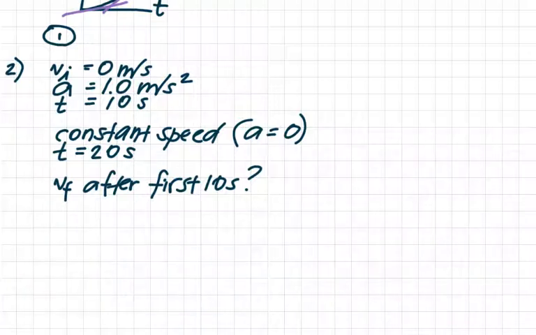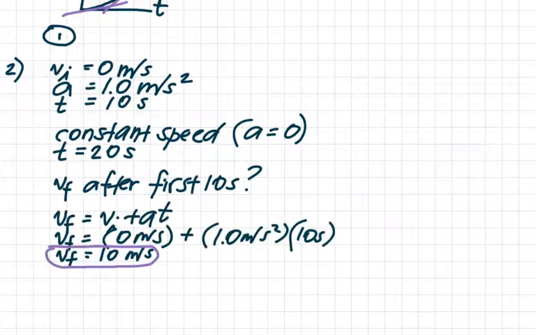So we have VI, A, and T. We want VF. And then we have 10 meters per second as VF. By the way, it says it starts from rest. That's why I said VI is 0. If it starts from rest, VI is 0. If it comes to rest, VF is 0.